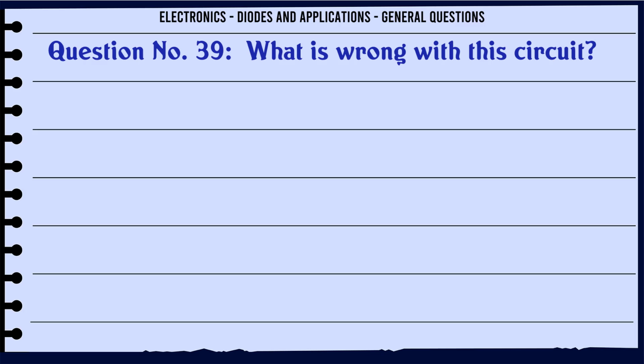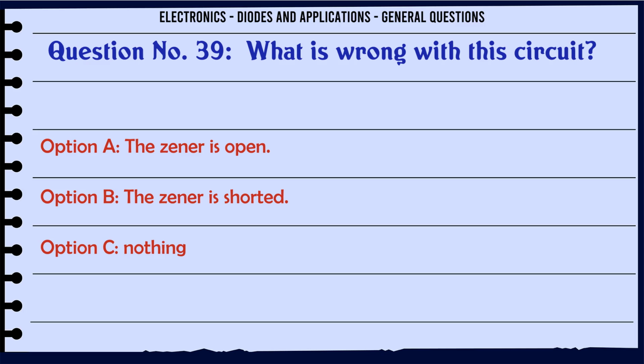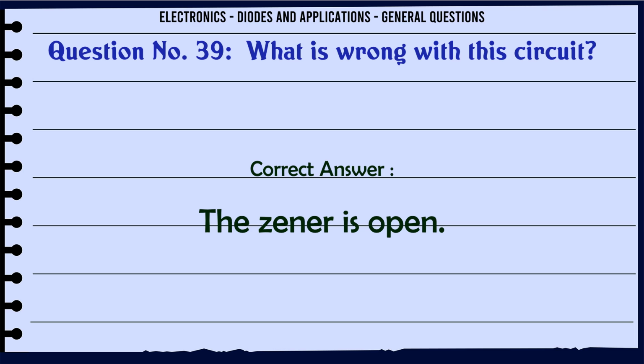What is wrong with this circuit? A. The Zener is open, B. The Zener is shorted, C. Nothing, D. Not enough data. The correct answer is the Zener is open.